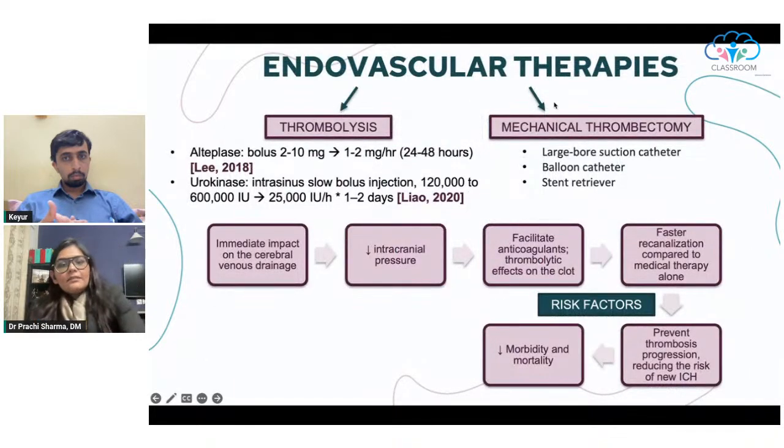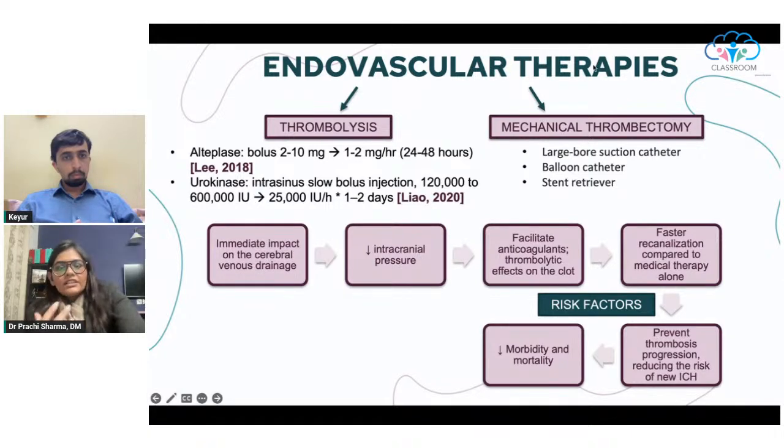So for endovascular therapies, there are two main options. There's either local thrombolysis, or you can go ahead with mechanical thrombectomy. Various regimens are available in the literature, either with the use of rtPA or urokinase. For mechanical thrombectomy, stent retrievers, suction catheters, Penumbra catheter, and balloon catheters have also been used.